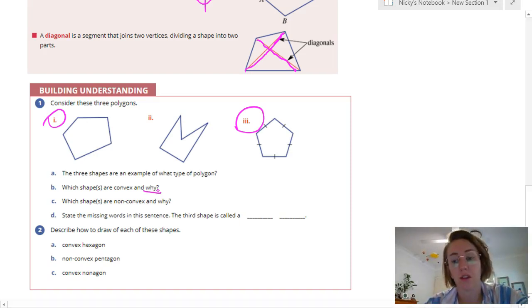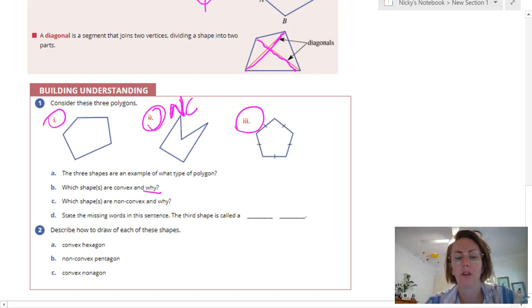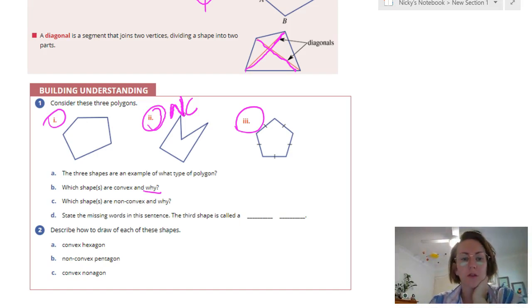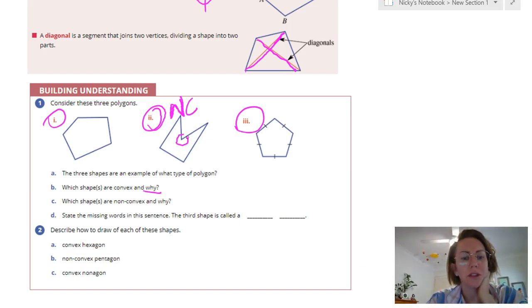C is like the opposite. Which shapes are non-convex and why? This is our non-convex shape. The reason why it's a non-convex shape is because you would say one of the internal angles is greater than 180 degrees.